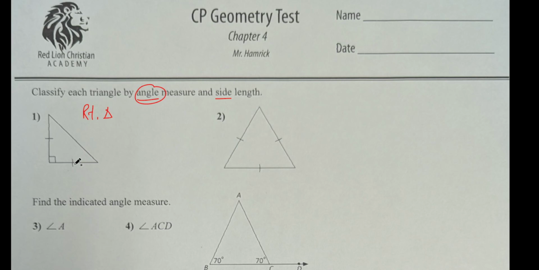What about the sides? I have two equal sides. What do we call a triangle that has two equal sides? It's an isosceles triangle. So you have two answers to this: one by the angles, one by the sides, so that's isosceles.